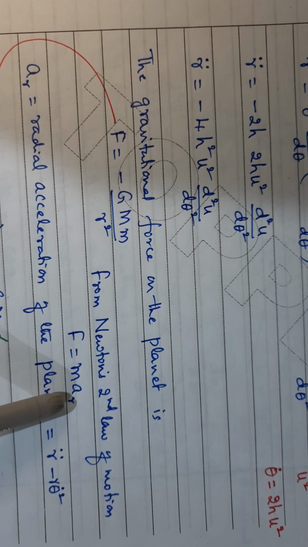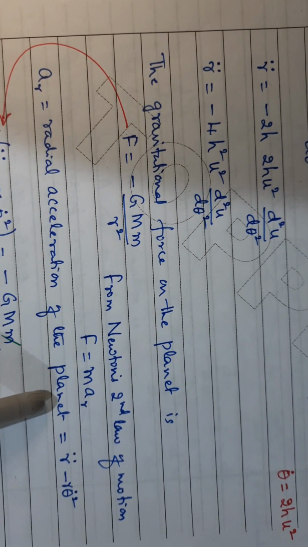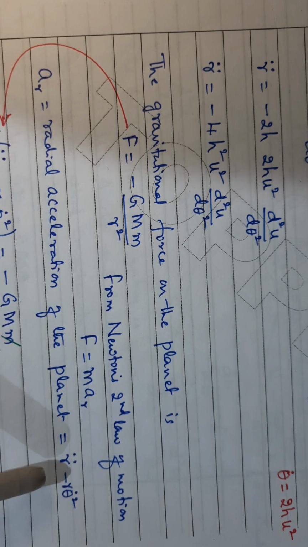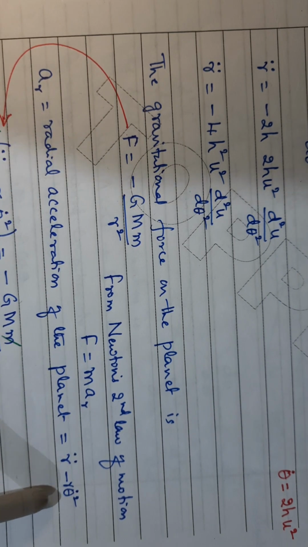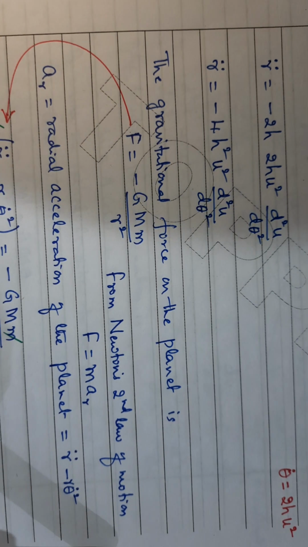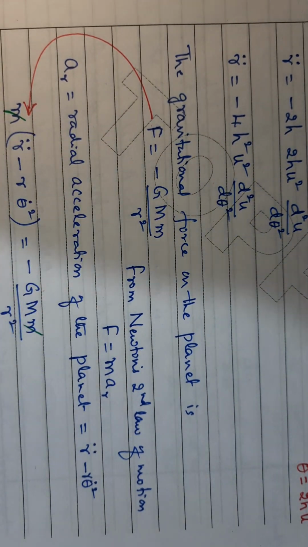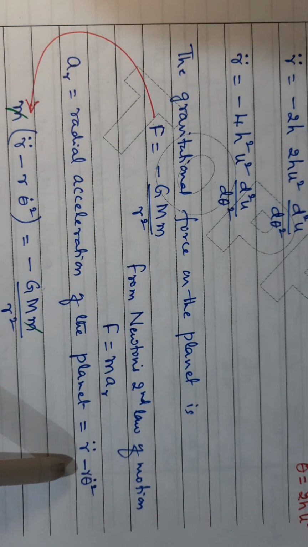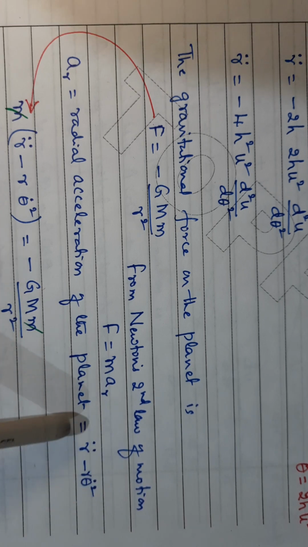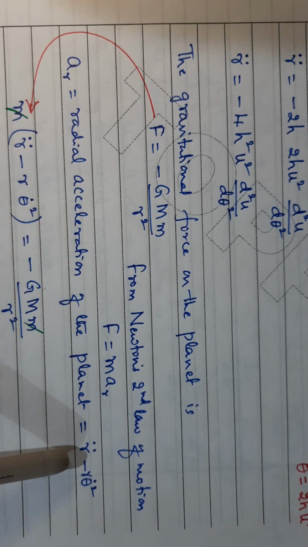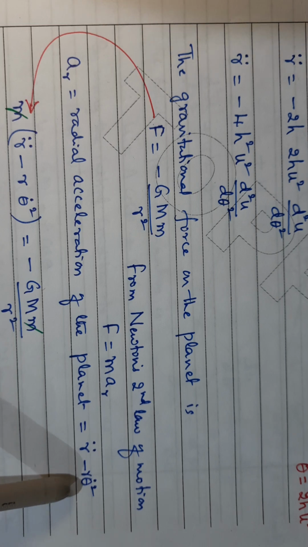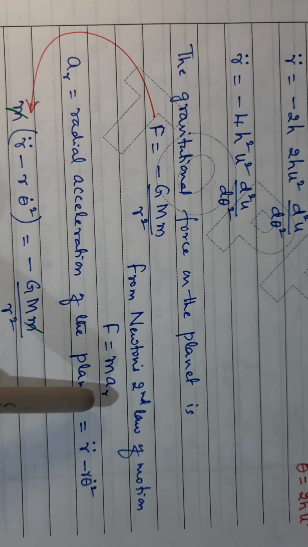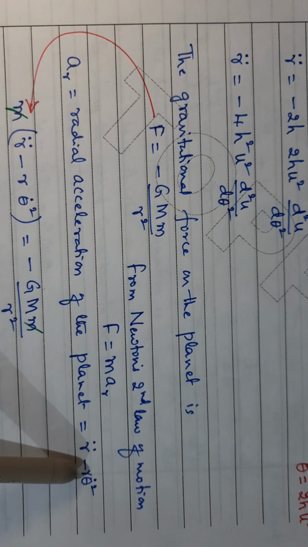Newton's second law. The radial acceleration of the planet we know already, from the derivation of the radial components of velocity as well as the radial component of acceleration. Radial acceleration is equal to r double dot minus r theta dot square. Substitute that. This ar, I will substitute here.